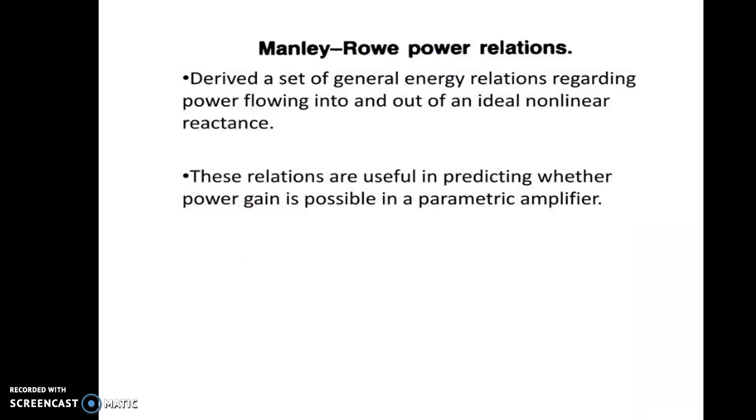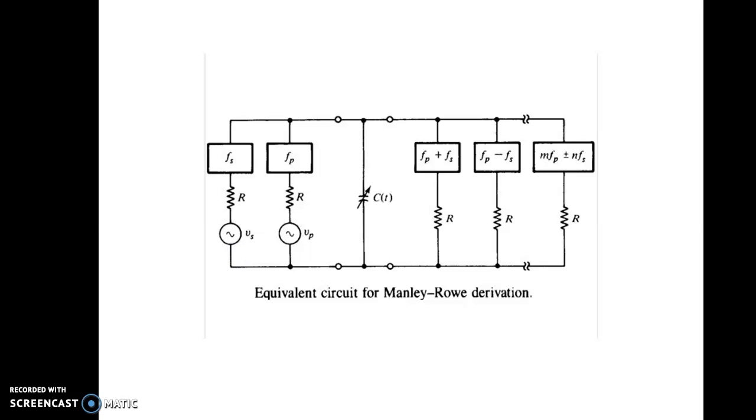The Manley-Rowe power relations are a set of general energy relations regarding power flowing into and out of an ideal non-linear reactance. These relations are useful in predicting whether power gain is possible in a parametric amplifier. This is the equivalent circuit for the Manley-Rowe derivation. Fs is the source frequency, Fp is the pump frequency, and the non-linear reactance is connected in parallel. Then we have Fp plus Fs, Fp minus Fs, and mFp plus mFs.